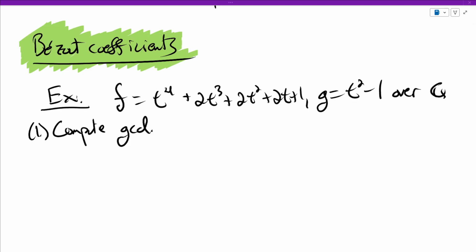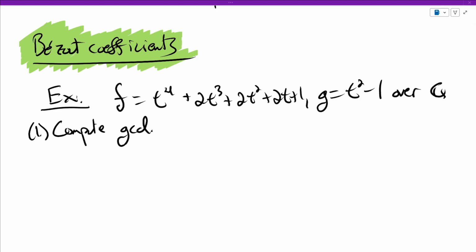All right, in this next bit of reminder, we're going to remind ourselves about Bezout coefficients. At the start, we have two polynomials, f and g. F is t to the fourth plus 2t cubed plus 2t squared plus 2t plus 1, and g is t squared minus 1. We're working over Q here. The first thing we're going to do is compute the GCD.